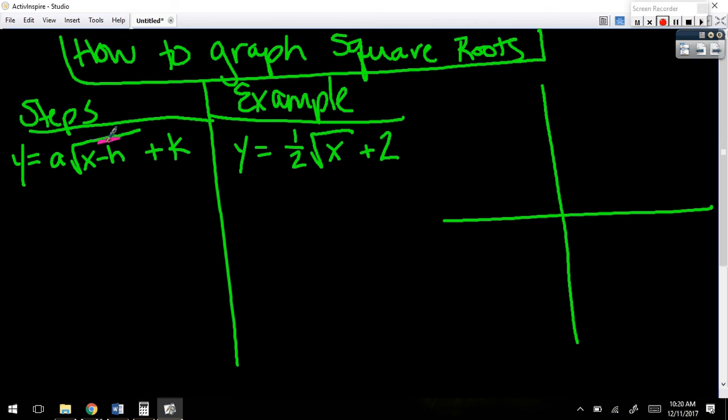All right, so the argument is which one's H and which one's K. H always stays under the radical. K is always outside the radical. So this is your K. Your H is not there, which means your H is 0. So 0 and 2.